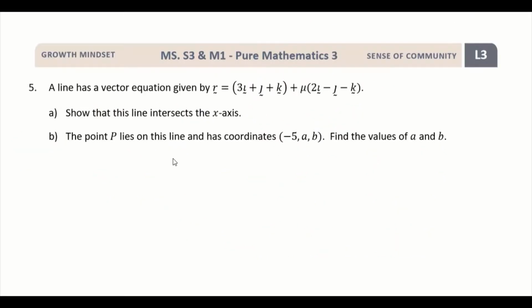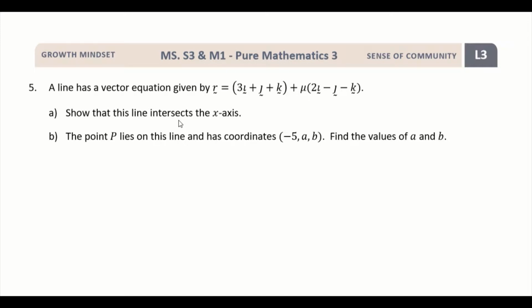All right, number 5. A line has a vector equation given by vector r equal to 3i plus j plus k plus mu times 2i minus j minus k. Show that this line intersects the x-axis. This question is similar to question 4 just now, but just now it was given the coordinate. In this case, they just want you to prove that this line intersects the x-axis.